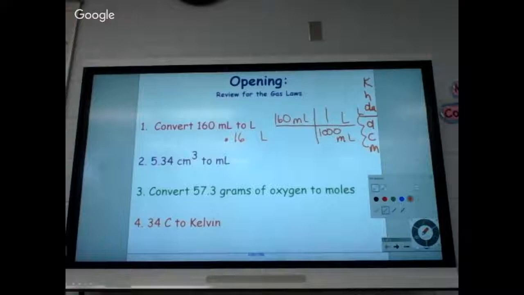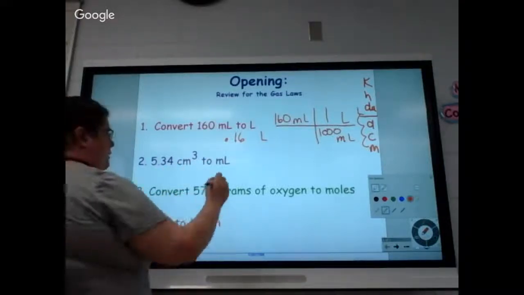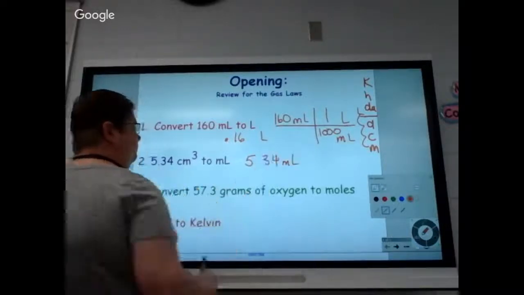All right? What do you know about centimeters cubed and milliliters? They're the same thing. So, 5.34 milliliters.